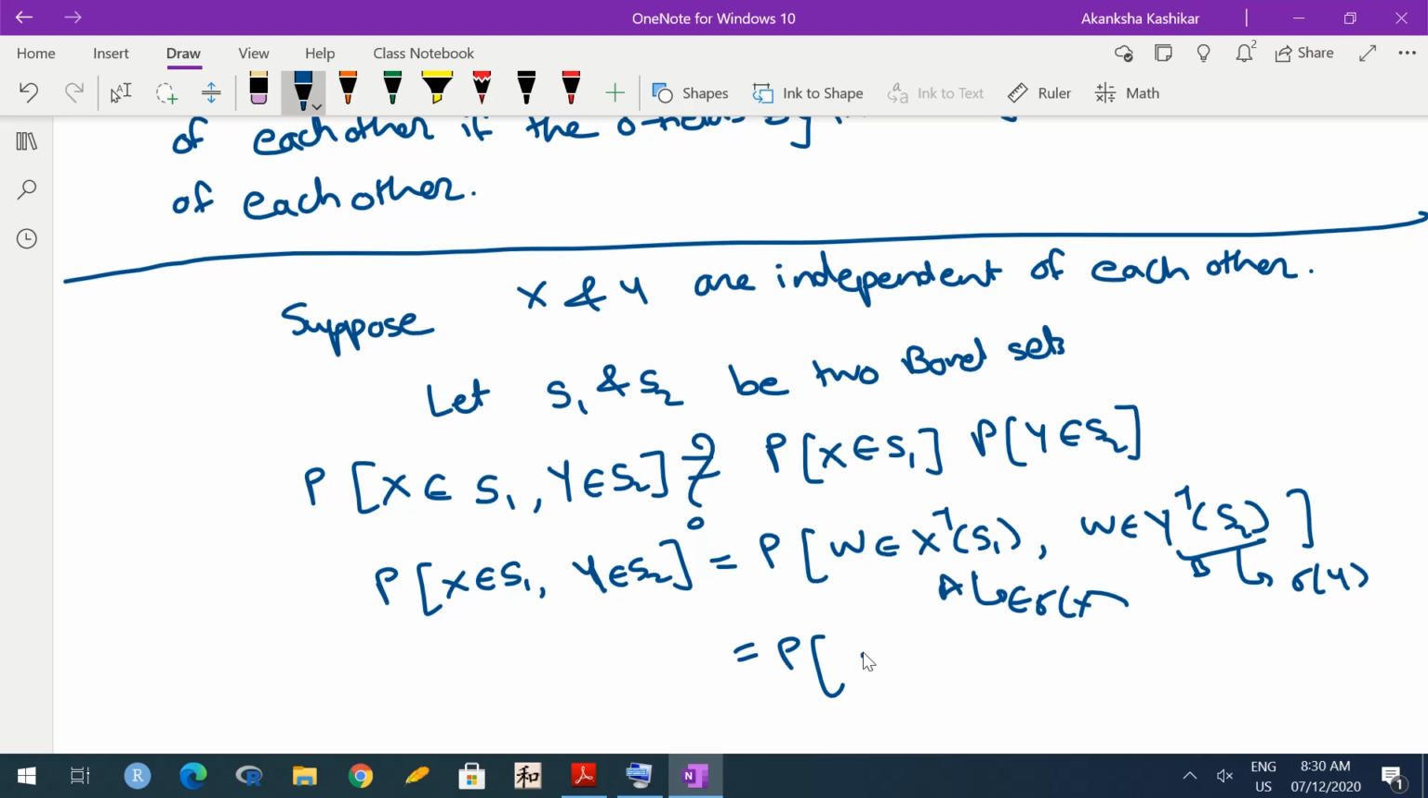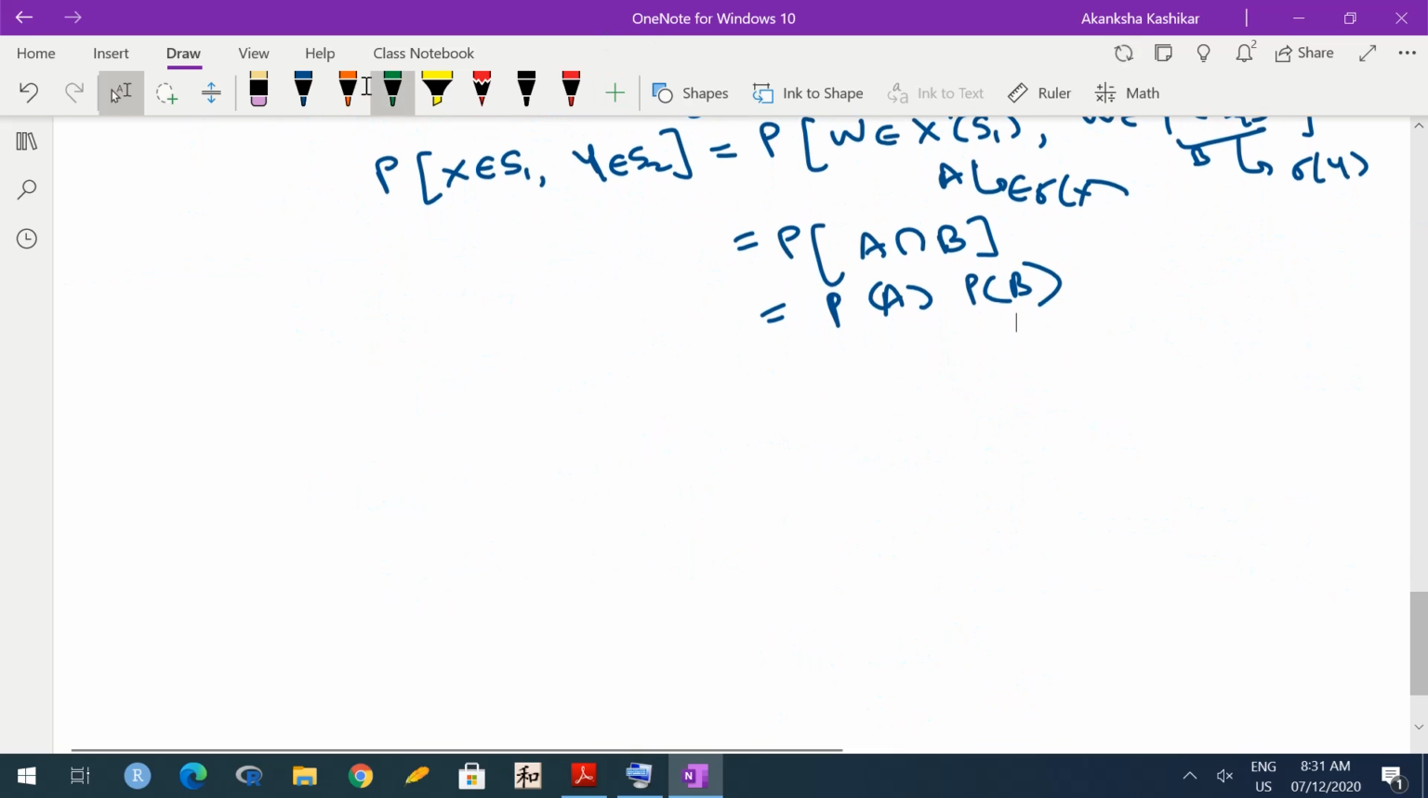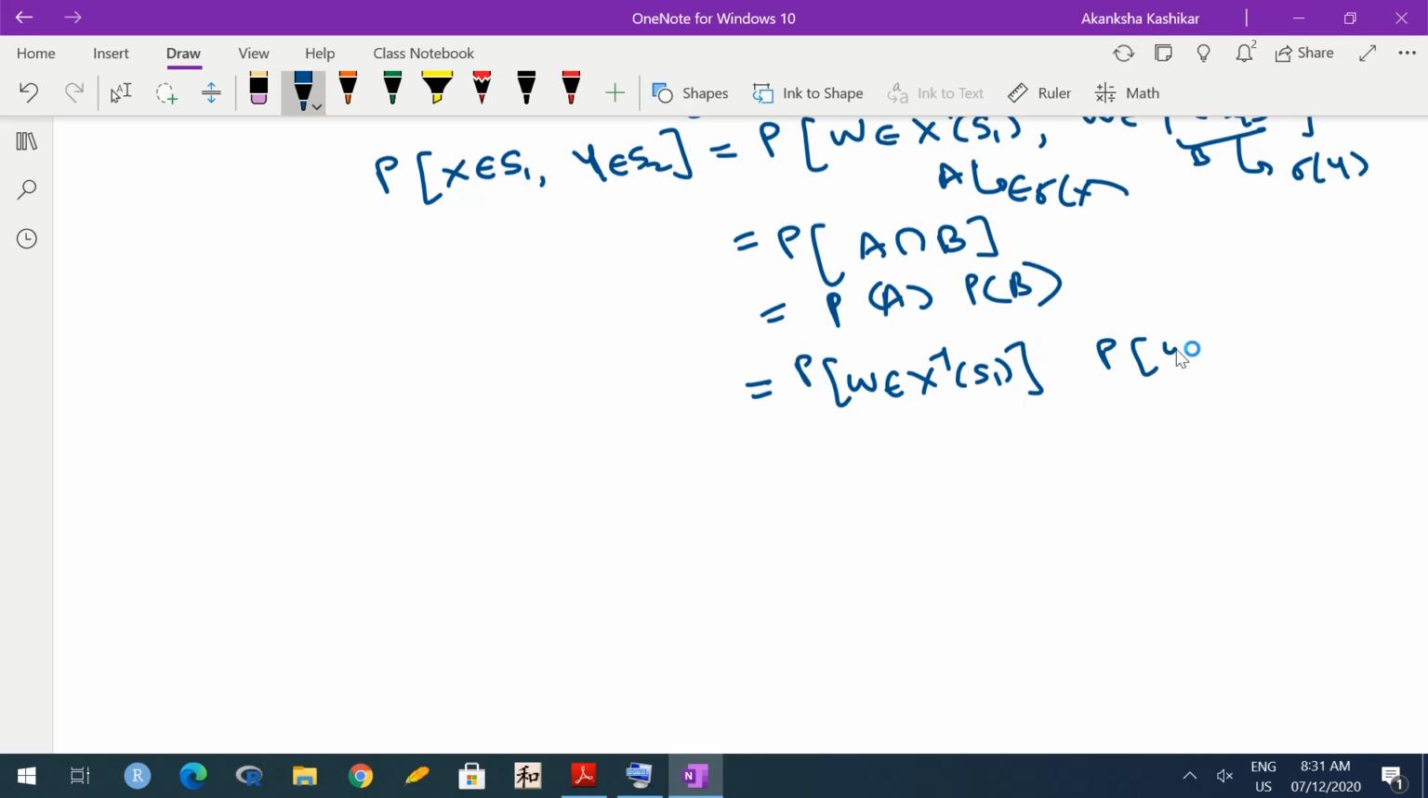So this is probability of A intersection B. And because x and y are independent of each other, we know their corresponding sigma fields are independent of each other. So this is the same as probability of A into probability of B. And we will again substitute what is probability of A. Probability of A is probability of omega belonging to x inverse S1. Probability of B is probability of omega belonging to y inverse S2.